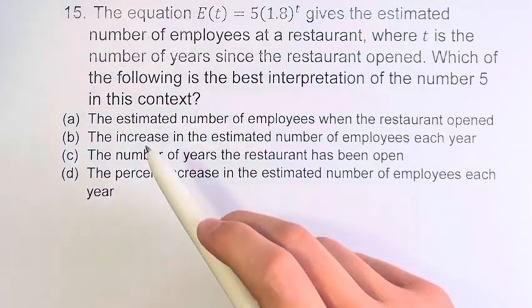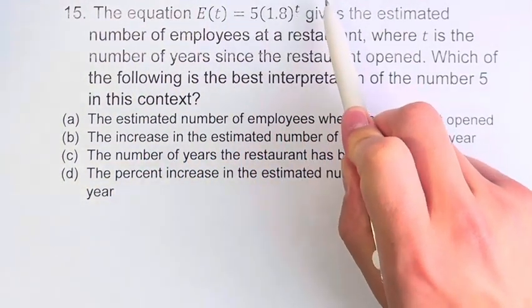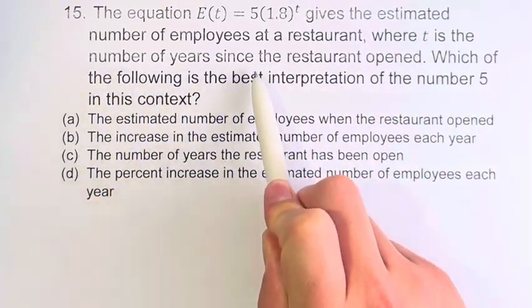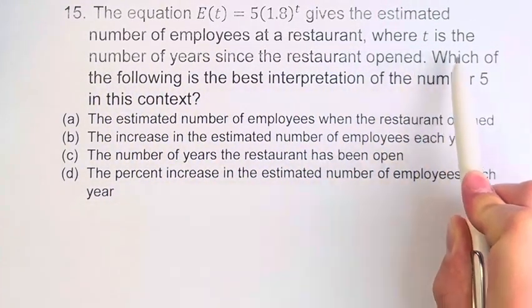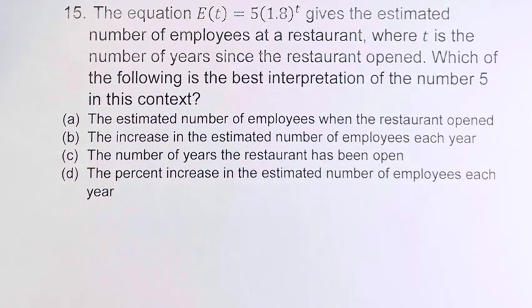In this problem, we're told that the equation E of t is equal to 5 times 1.8 to the t gives the estimated number of employees at a restaurant where t is the number of years since the restaurant opened. And we're asked, which of the following is the best interpretation of the number 5 in this context?